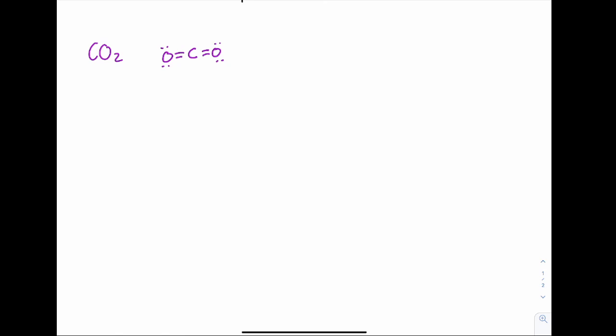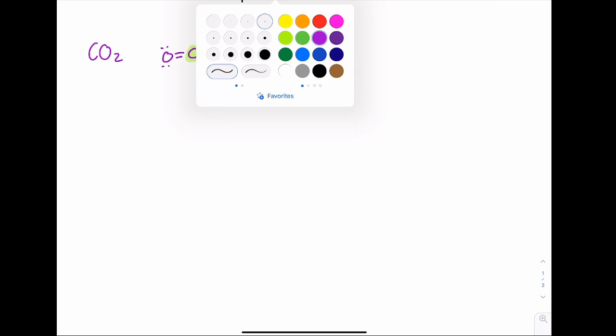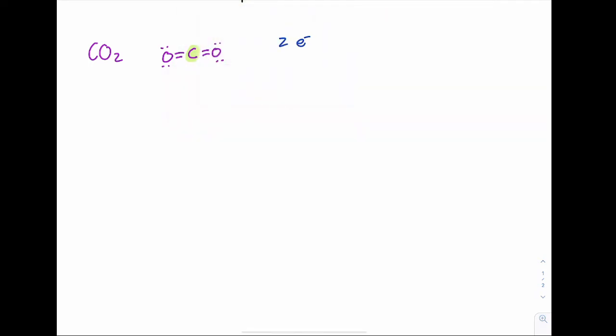Okay, so to figure my shape, I'm going to look at that central atom, and my central atom has 2 electron groups, right? I have 2 double bonds. I have a group here and a group here. Those 2 groups are going to repel each other. They're going to try to get as far apart from each other as they possibly can. And I actually drew the shape here when I drew the Lewis structure. They're going to have 180 degree bond angles. And then the name of that shape is going to be linear, right? It's just in a straight line. So linear.